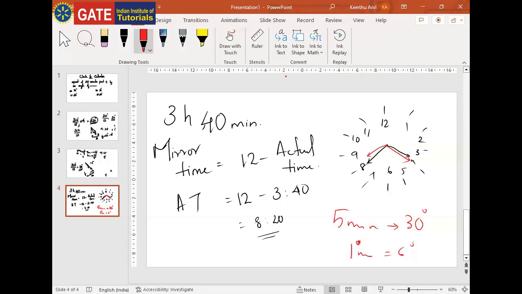Okay, fine. Is it clear, children? Yes, ma'am. Okay, so both these options you can consider, either the formula or the diagram. Whichever is comfortable, you can take it. Okay, so can we move to the next question? Yes, ma'am.